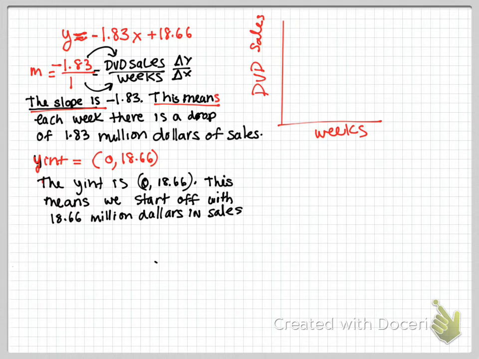Okay, let's go to the x-intercept. Does this make sense? Yeah, kind of. It means when we started looking at the point in time that we started this graph, there was about $18,066,000. And so we tried to create a graph to show us is DVD sales rising or is it dropping?